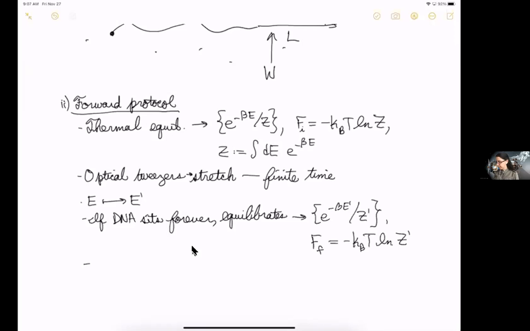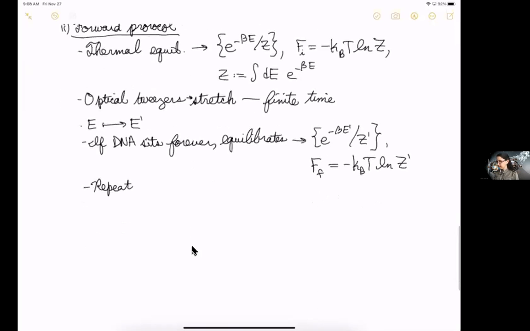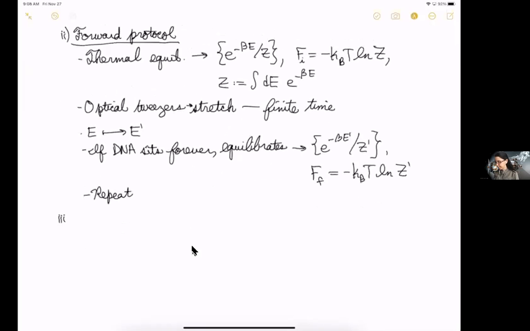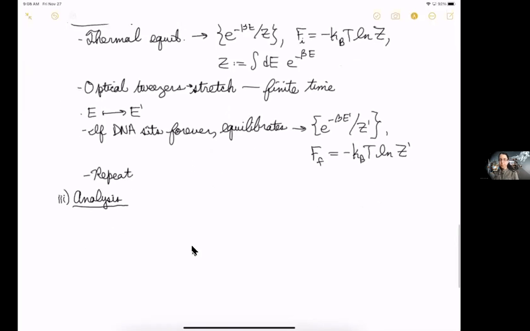We repeat this process in many trials. Each time we measure the work required to stretch the DNA strand. Let's analyze this protocol. The amount of work required varies from trial to trial. How come? Well, if the pulling were quasi-static, so infinitely slow, so that the DNA were always in equilibrium, then the work required would be deterministic.